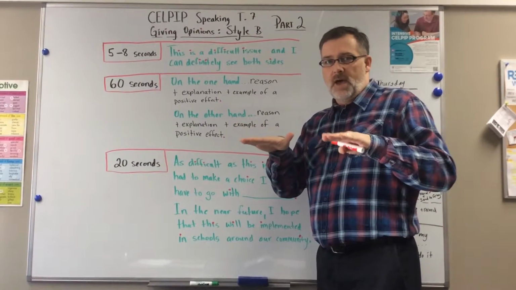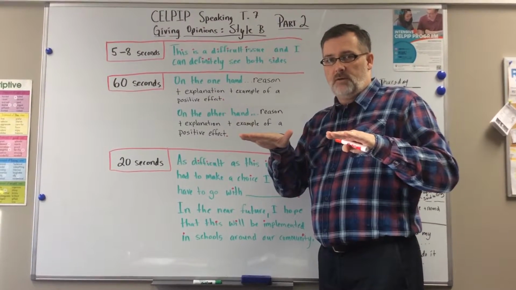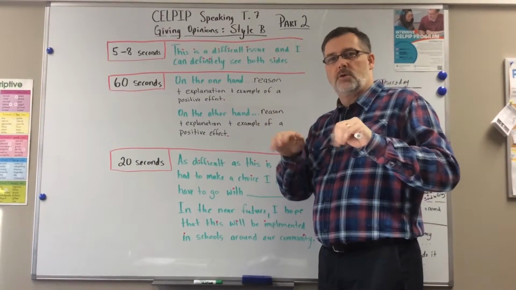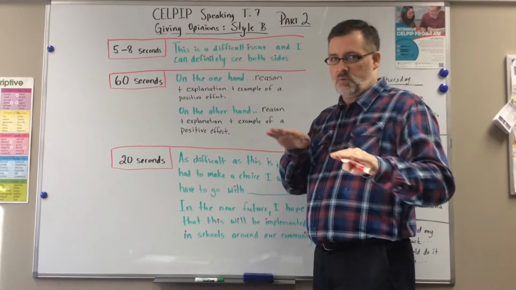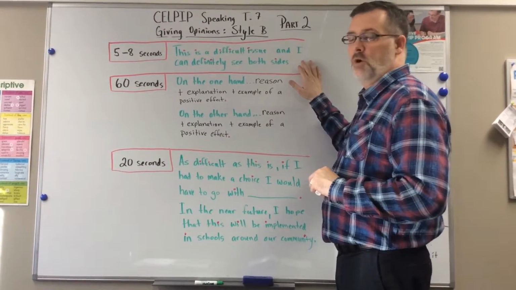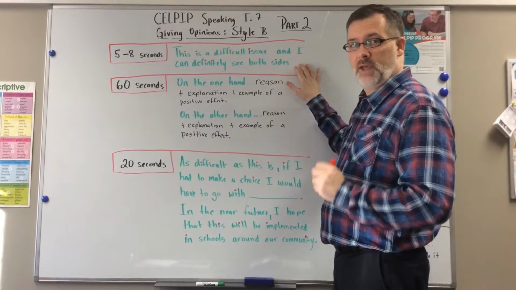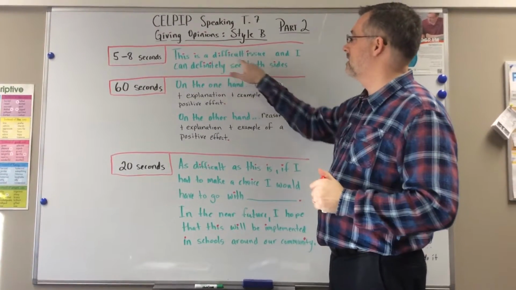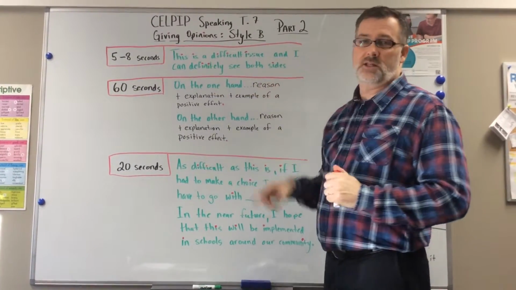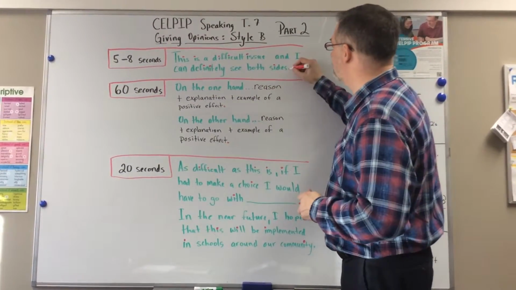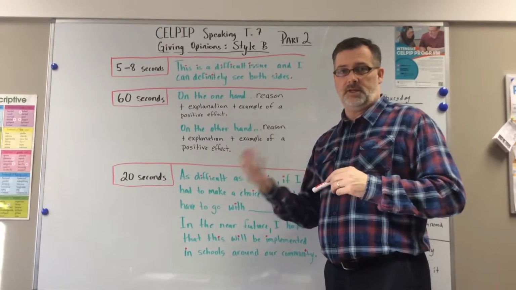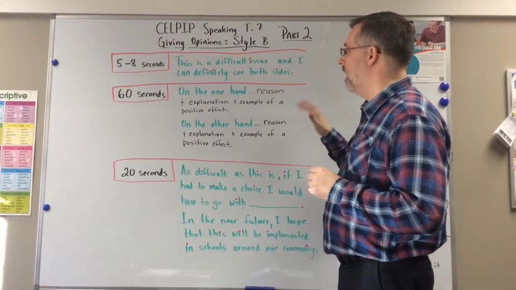your opinion about the matter or about the question is very close, so you're not sure really which one you're going to choose. So what you want to do is begin by telling people that this is a difficult issue, right? And I can definitely see both sides. So there are a couple of possibilities for this answer, okay?